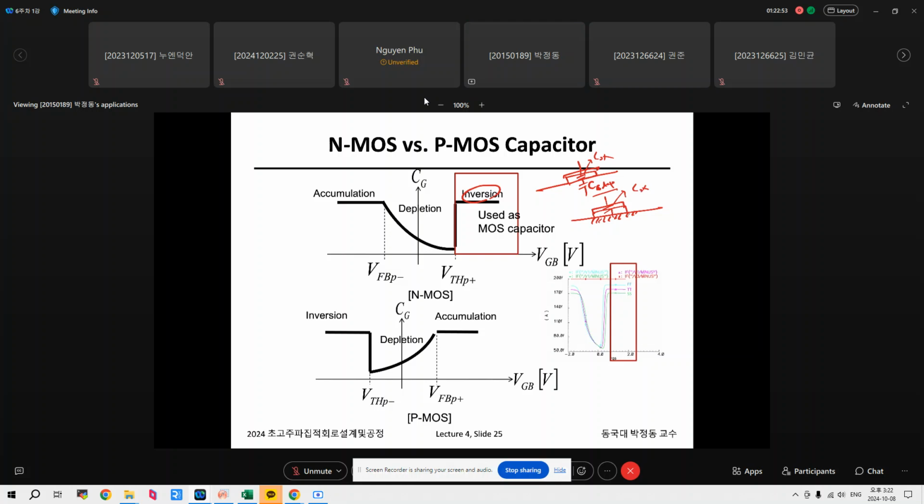So however, when it is operating in the depletion region, the total C is COX in series with C dep, which is smaller than COX. Okay, that's why it's looking like this. Okay. In accumulation, what you can see is this P substrate, right? So this is the same as the capacitor over here.